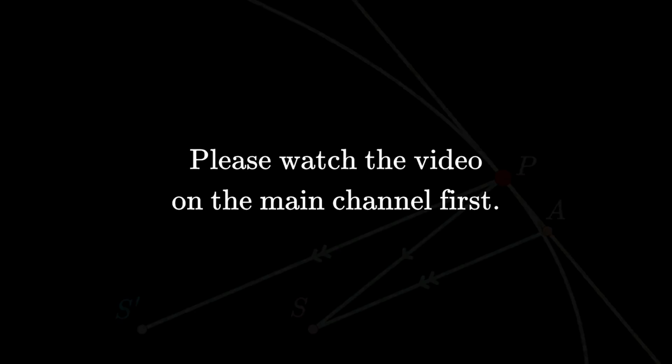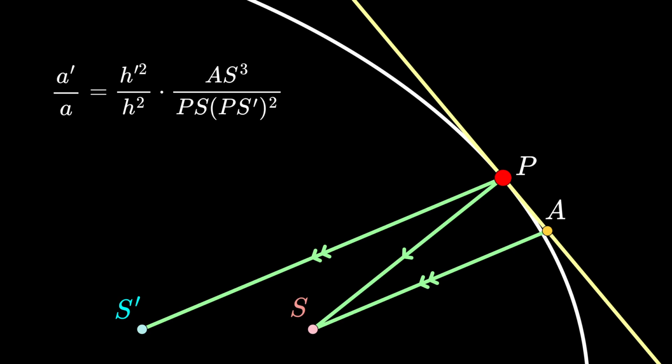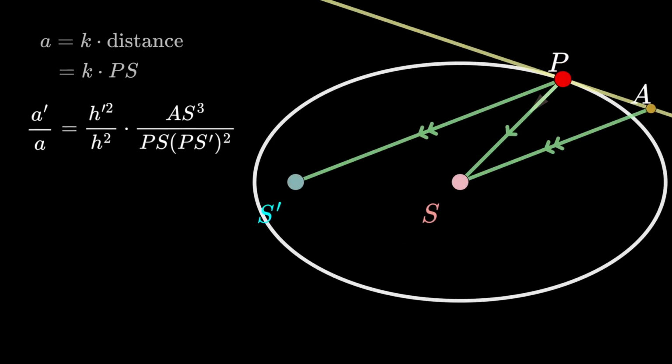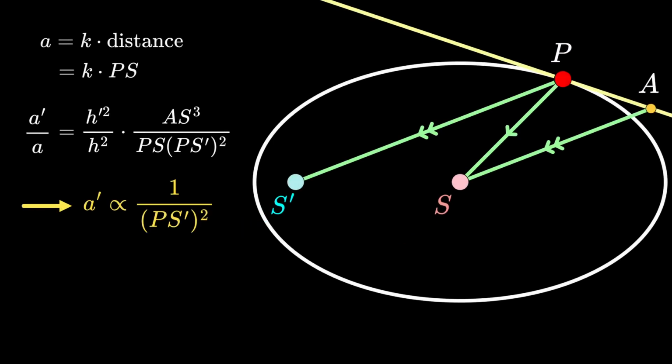In the main video, we derived this formula for the acceleration ratio towards two different centers S and S' for any given orbit. We've already seen how this formula helps us derive the inverse square law of gravity if the orbit is elliptical. But what if a particle goes on a hyperbolic orbit?